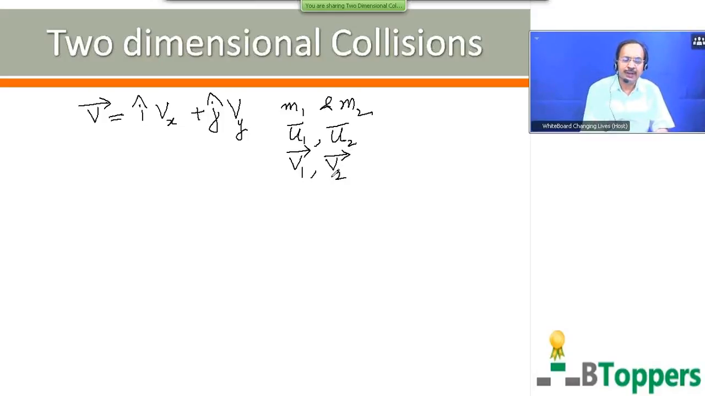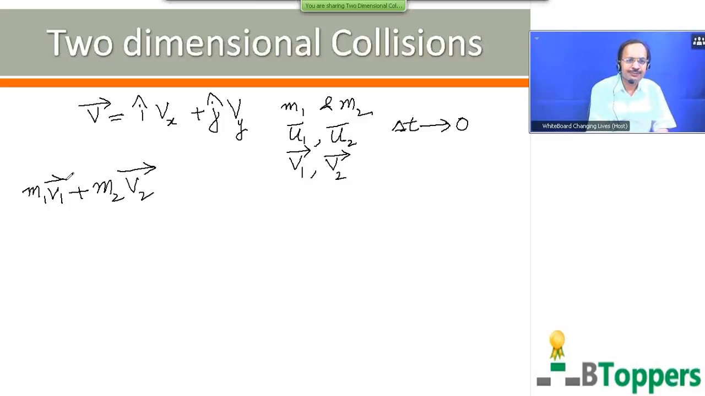If the time of collision, denoted by delta t, is extremely small, tending to 0, then the vector sum of the linear momenta of the two colliding bodies just after collision can be equated to the vector sum of the linear momenta of the two colliding bodies just before the collision.